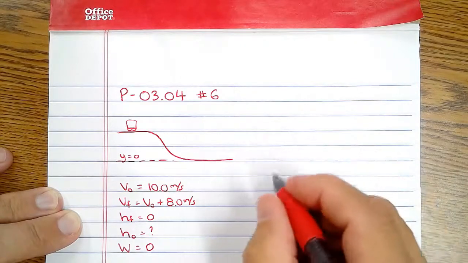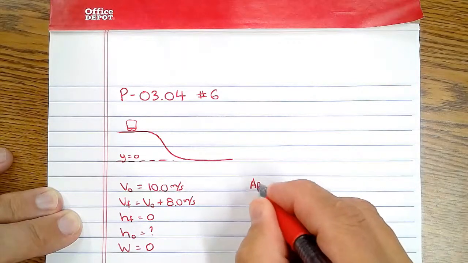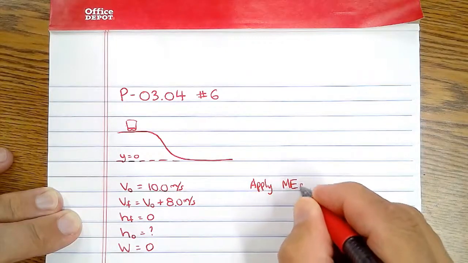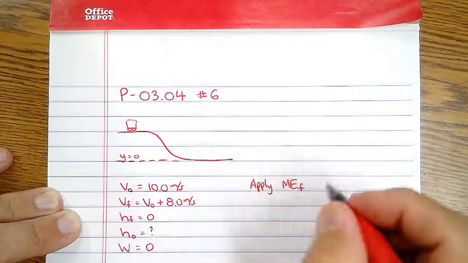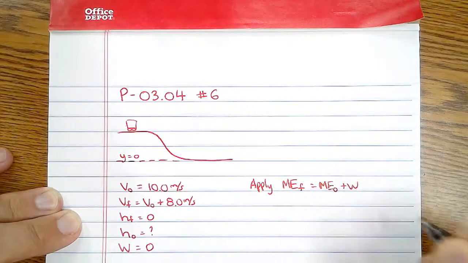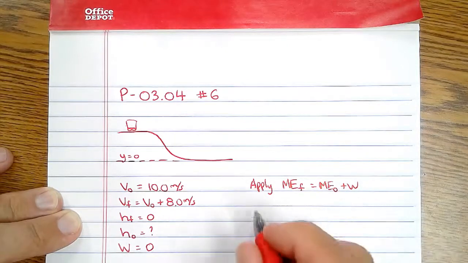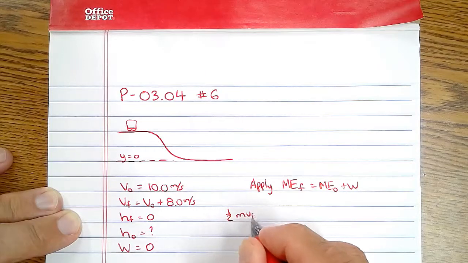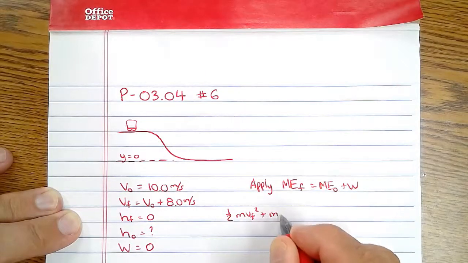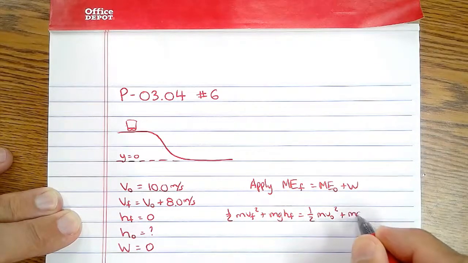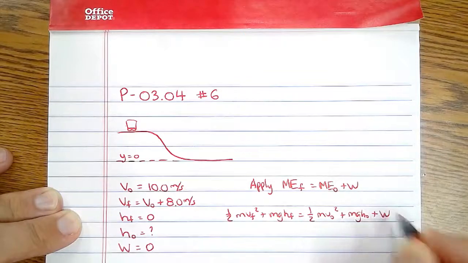So what we're going to do is apply the work energy theorem, which says that the mechanical energy of the car at the end of the problem, that's at the bottom of the hill, equals the mechanical energy at the beginning of the problem plus the work. It helps to write out what this means. That means that 1/2 m v final squared plus m g h final equals 1/2 m v initial squared plus m g h initial plus work.